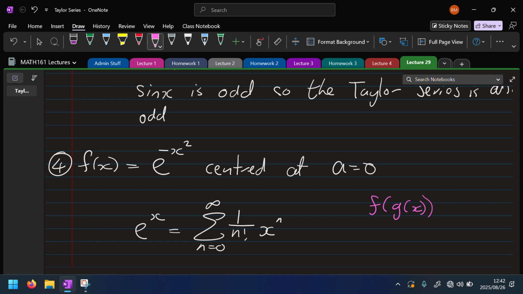Okay, composition. We're looking for f and we're looking for g, so that f of g is what we want. We want e to the minus x squared. I want f, I want g, so that f of g is e to the minus x squared. We need f, we need g.